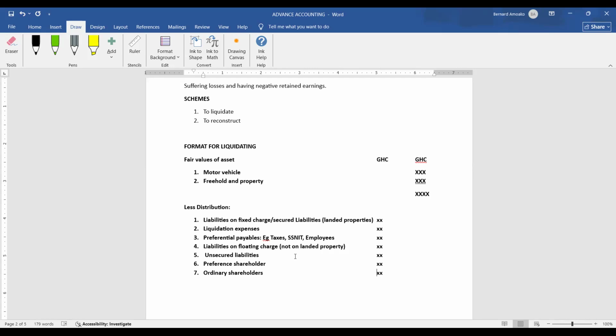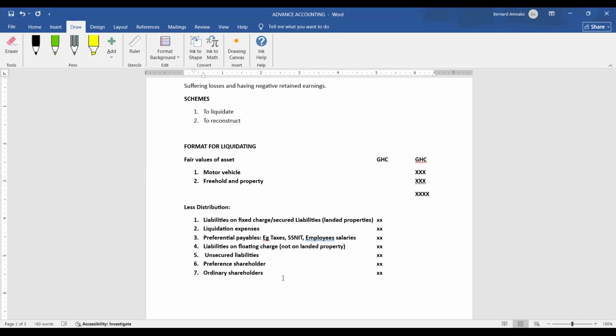Yes, sir. Salary is part of it. Yes, employee salary. Now you owe them salary. So let me put it there. Thank you very much. So employee salaries. These are what we call preferential payables. So you see, their salaries are even more important than ordinary shareholders. That is what the law requires us to do.